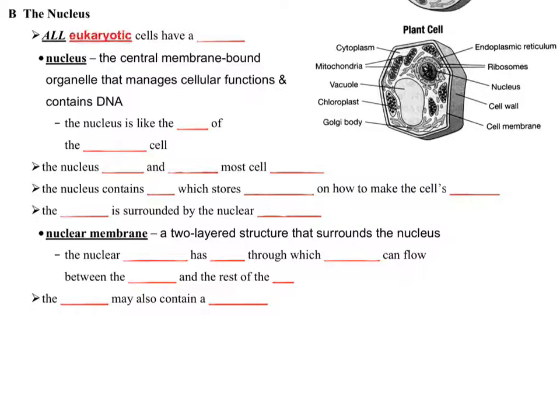So once again, all eukaryotic cells have a nucleus, and this is really, like I said before, the defining characteristic of eukaryotic cells. The nucleus is a central membrane-bound organelle that manages cellular functions and contains DNA. Now what this membrane-bound language is referring to is the fact that the organelle is surrounded by a membrane, much like the cell itself is surrounded by a membrane.